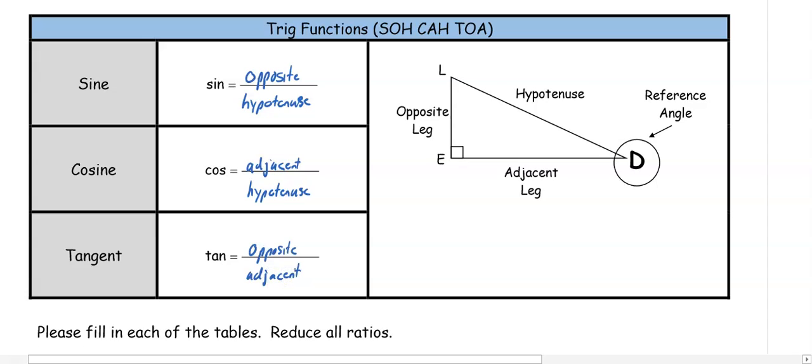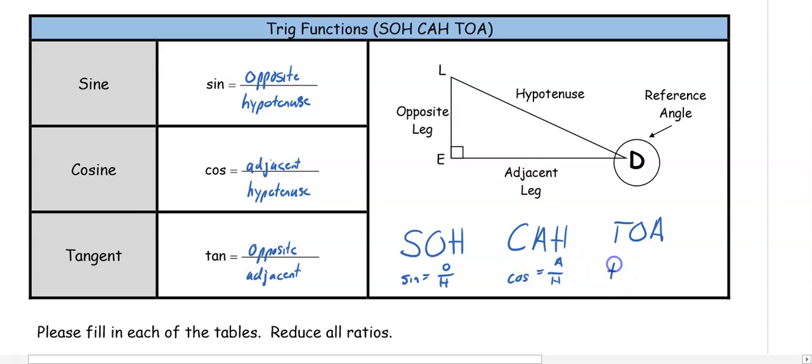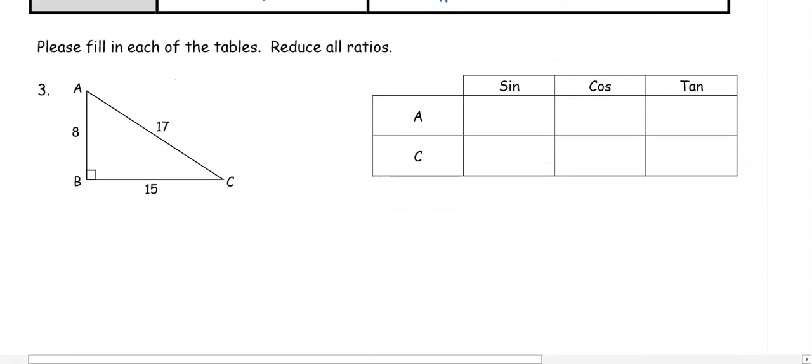It's important that we know these ratios and we set them up correctly, or we will be solving the problem wrong. A way to help us remember is SOHCAHTOA. So sine is the opposite over the hypotenuse, cosine is the adjacent over the hypotenuse, and tangent is the opposite over the adjacent. So let's use these to find our ratios.